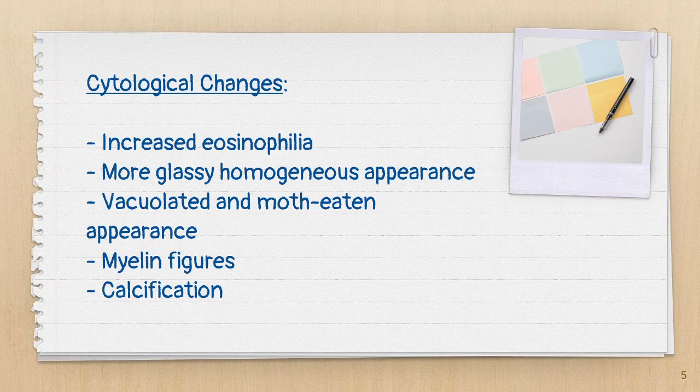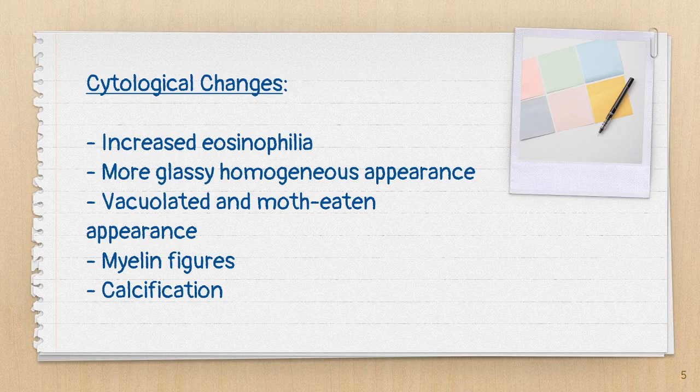Now another feature is a vacuolated and moth-eaten appearance. Why? When the enzymes have digested the cytoplasmic organelles, the cytoplasm becomes vacuolated and appears moth-eaten. Another important feature is myelin figures. What is a myelin figure? Dead cells are replaced by large whorled phospholipid masses, and these phospholipid masses are called myelin figures. They are derived from damaged cell membranes.